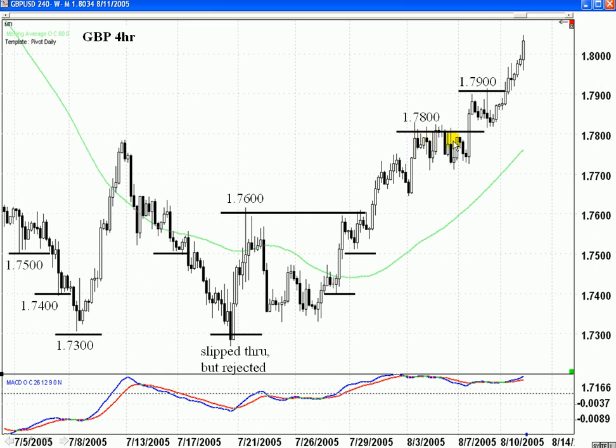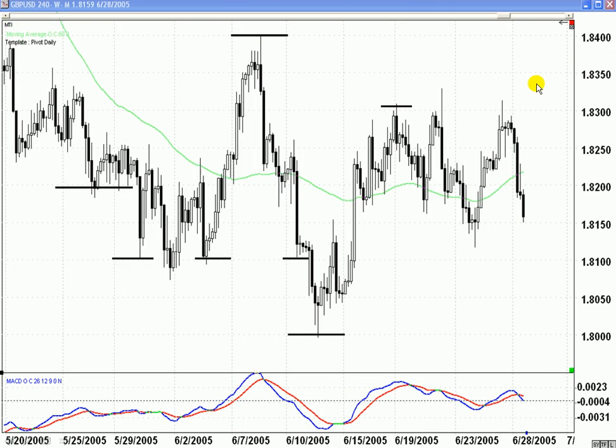7,800, 7,900, a nice bounce. Price stops at 7,800. Look at the bounce at 7,800 here before it moves through, and so on. Another 4-hour chart, 8,200, 8,100. Look at the bounce. We bounce at 8,100, 8,250, struggles to get below 8,100.